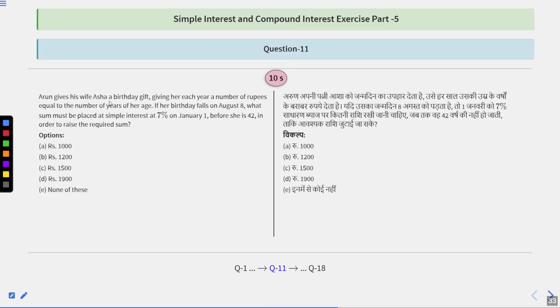Arun gives his wife Asha a birthday gift, giving her each year a number of rupees equal to the number of years of her age. If her birthday falls on 8th August, what sum must be placed at simple interest at 7% on January 1 before she is 42 years, in order to raise the required sum? You have 5 options and 10 seconds to analyze the question. Your time starts now.